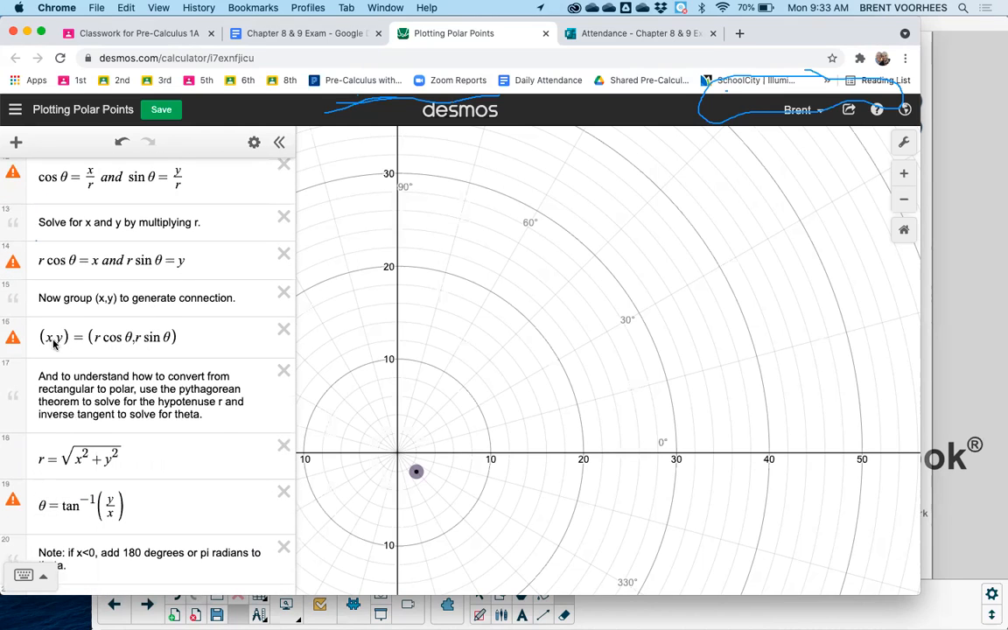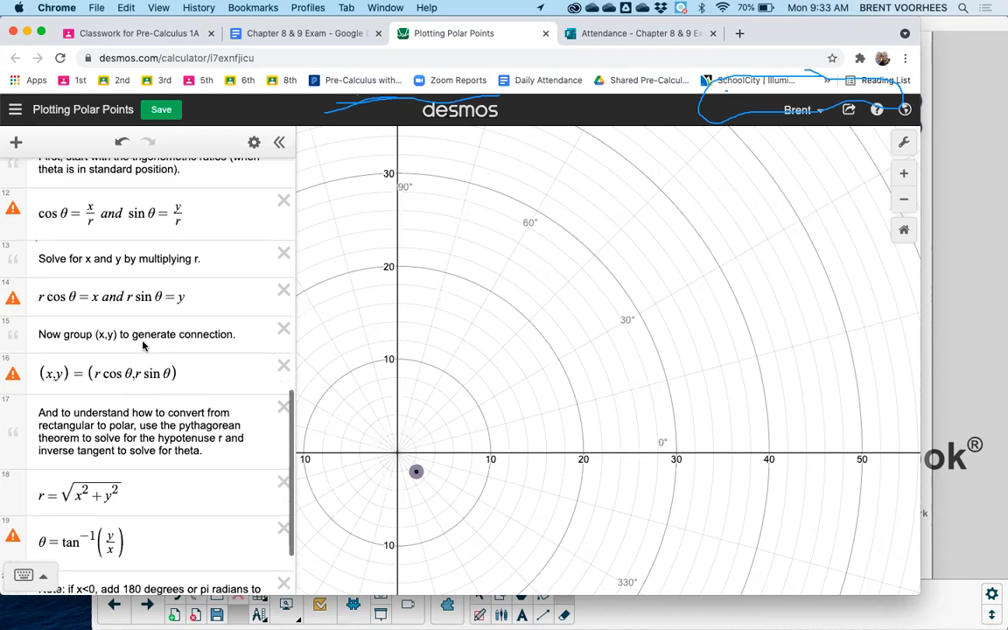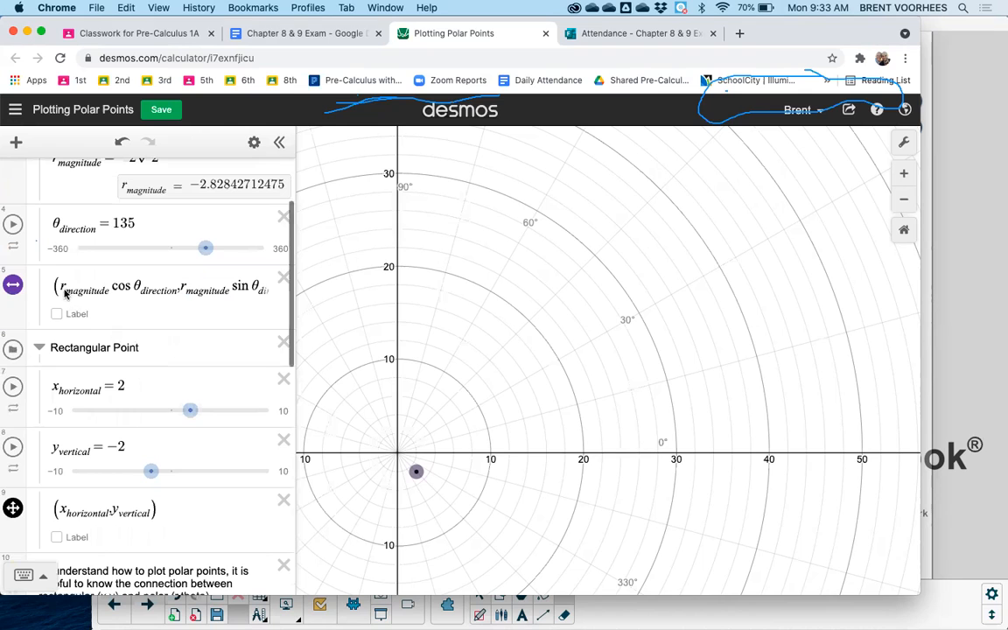Now, whenever you plot, we normally say a plot is x, y, but now that we know x is r cosine, x, y becomes r cosine, r sine. And that's how you would plot the point. That's the math of what I have written right here, r cosine, r sine.